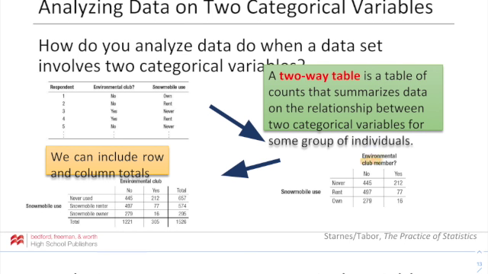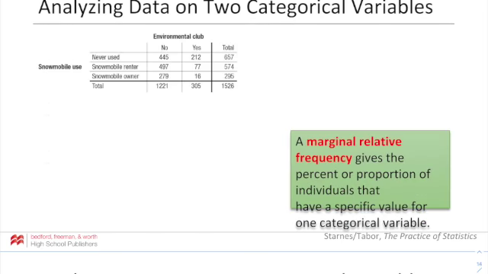So we can take it a step further, and instead of just saying if they're a club member and then the snowmobile use, we add in their totals. The total amount that are in the club, not in the club, and the total of whether they use a snowmobile, if they've never used one, if they're a renter, or if they're a snowmobile owner. So now we get down to the percentages that we can find. These are associated to those relative frequencies, but they have a slightly different name because now we're looking at a two-way table. So using the same data, we're going to look at a marginal relative frequency.